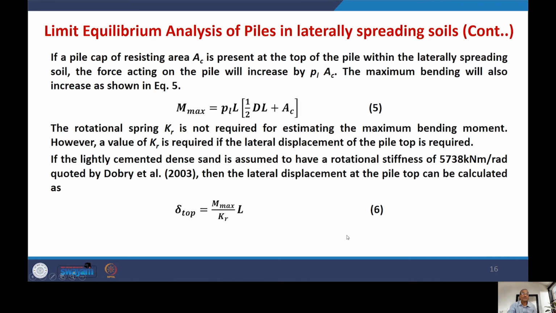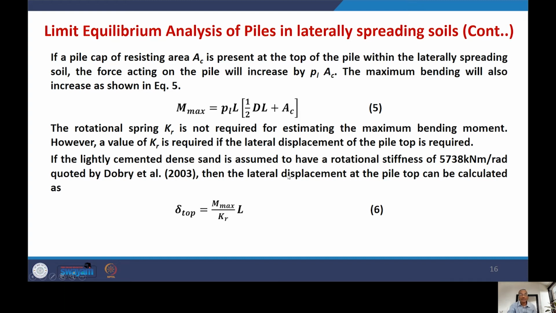Next, suppose a pile cap of resting area A_C is present at the top of the pile within the laterally spreading soil. If you have a pile cap with area A_C, then the force acting on the pile will increase by the amount P_L into A_C, and this will lead to an additional bending moment of P_L into A_C multiplied by L.